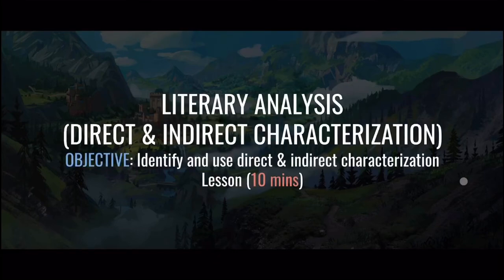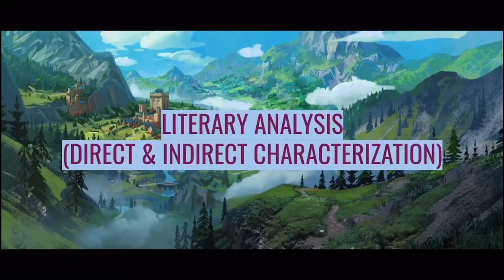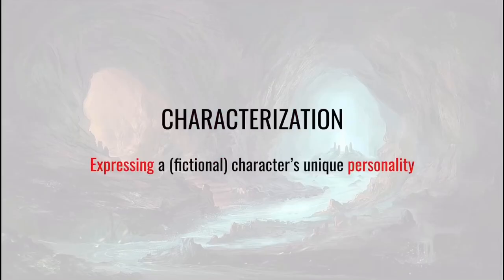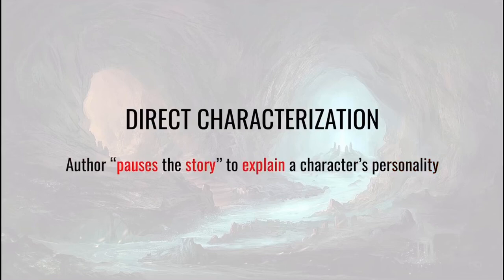All right, like I said, today we're talking about direct and indirect characterization. It's a cool thing that is used in fiction novels and which we're going to pay attention to as we read The Hobbit or Wonder, whatever you're reading. Okay, so characterization is when you express a fictional character's unique personality. When you convey to the audience what is special or different or interesting about a character in your story. There are two ways to do this.